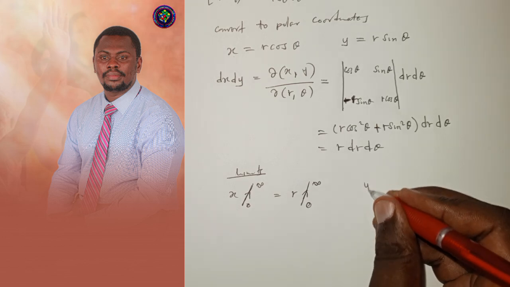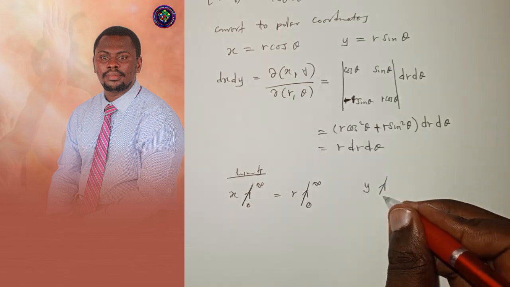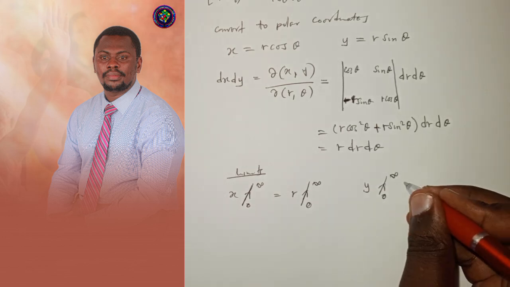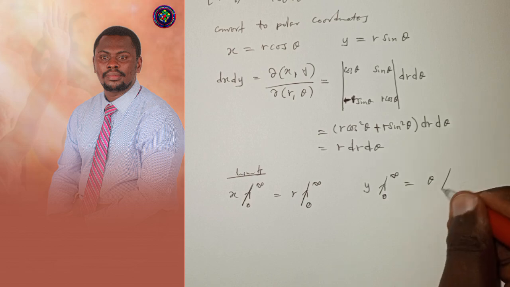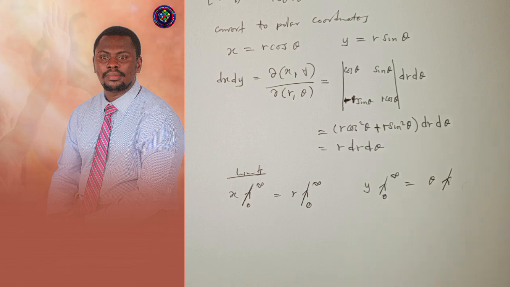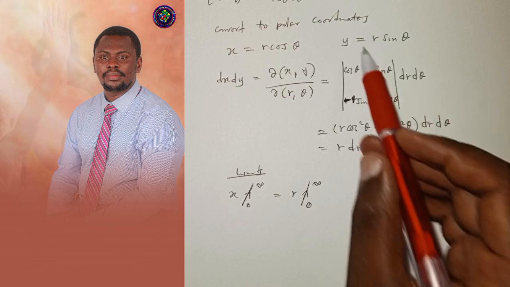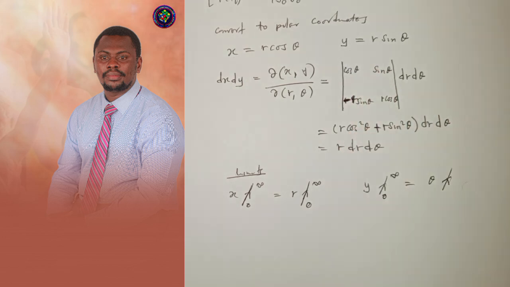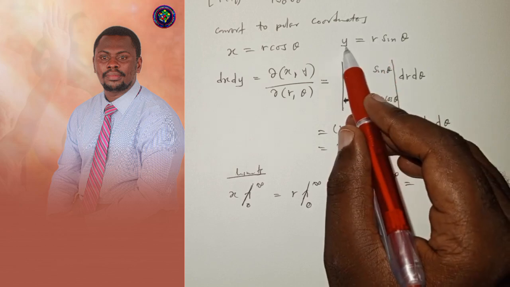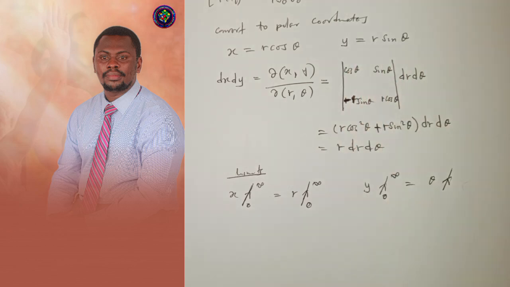We go to y. Y is also from 0 to infinity. Then y is changing to theta. Okay, so where there is y, if we put 0 there, 0 divided by r will be 0. So if you say sine theta is equal to 0, it means theta should be 0. So we have 0. Okay, if we put infinity there, infinity divided by r, you get infinity.